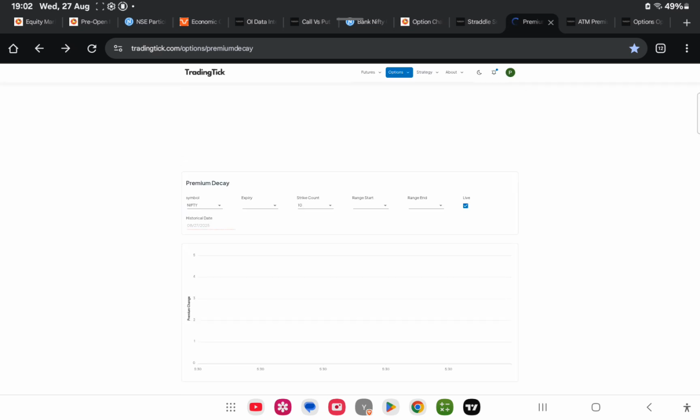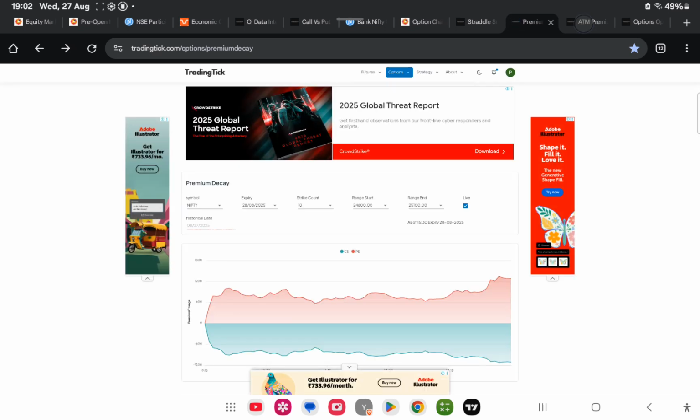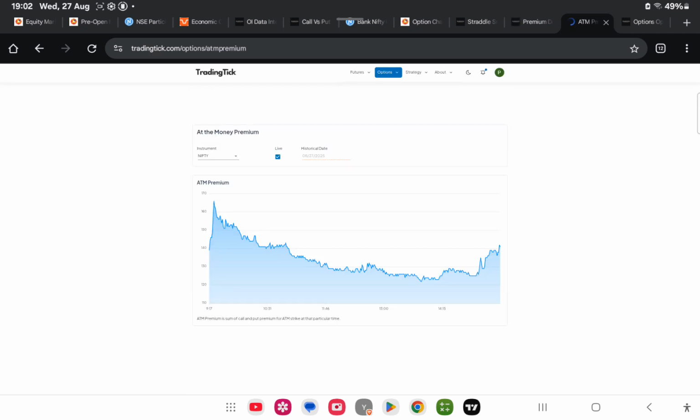Finnifty and Midcap Nifty, you can check by yourself, your homework, same way, same pattern. You could see the ATM premium here, and how the ATM premium always supports decay, but at 3 o'clock you see a small reversal. This shows how the decay happens at the ATM at any point. From 450 it just came down to 350 for Bank Nifty.